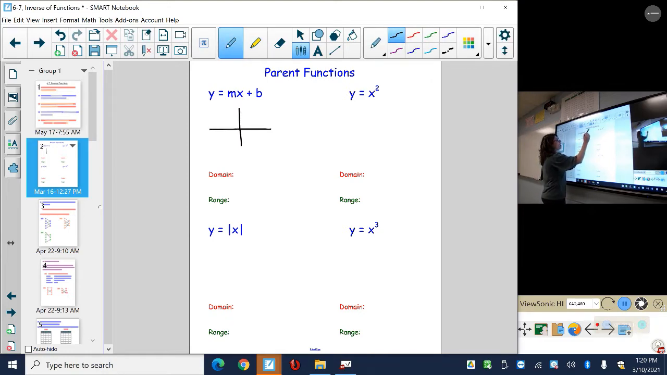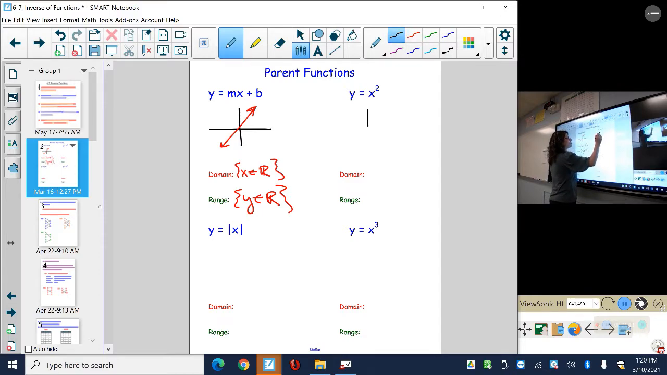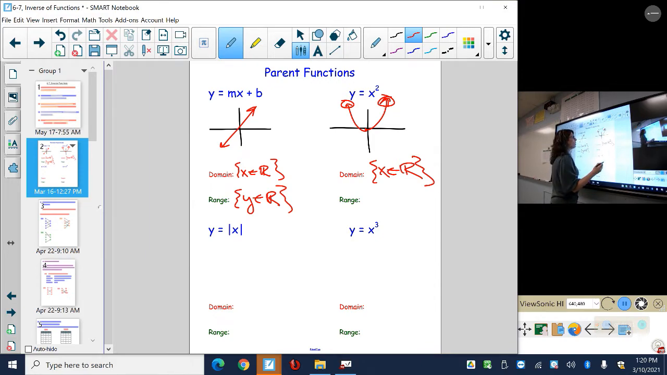The parent function of a line goes on forever in both directions, so the domain is x is an element of the reals. The range, it goes from bottom to top, so that's going to be y is an element of the reals. Okay? This right here is going to be x squared. And that looks like a U, okay? The domain of that, since there's arrows, that means it goes from left to right for the entire axis, so therefore x can be anything it wants to be, so it's an element of the reals.